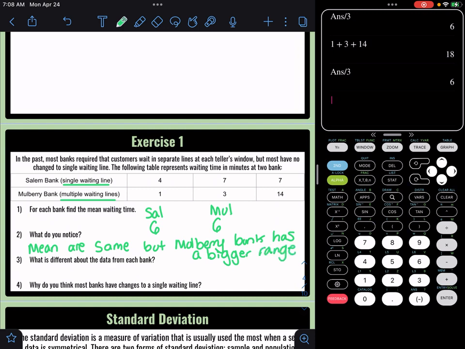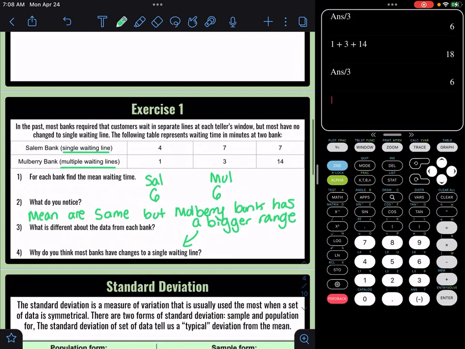At the first bank, you're waiting like 4 or 7 minutes. That's not that different. But at the second bank, Mulberry Bank, you could be waiting 1 minute or 14 minutes. That's a drastic difference. So what is different about the data from each bank? Oh, well, I just said that the second one has a lot bigger range. And why do you think that most banks have changed to a single waiting line? I think so people can expect to wait around the same amount, because I'm going to be annoyed if I'm waiting a lot longer than somebody in another line is waiting.